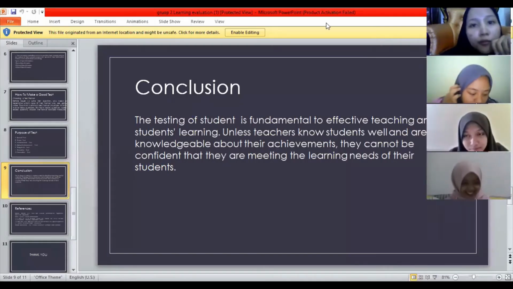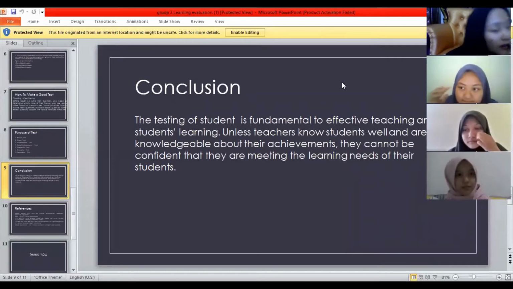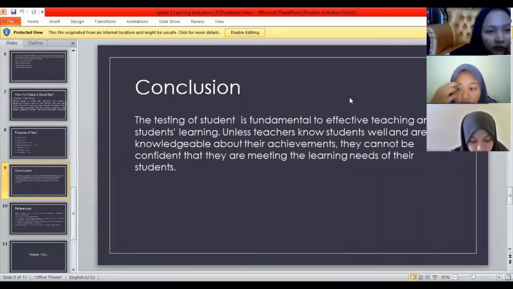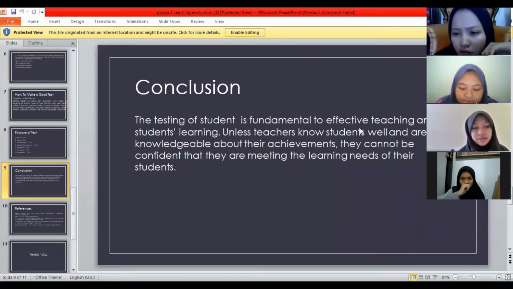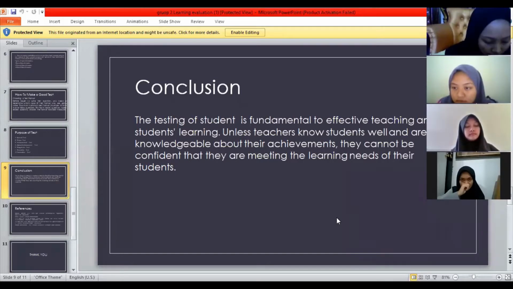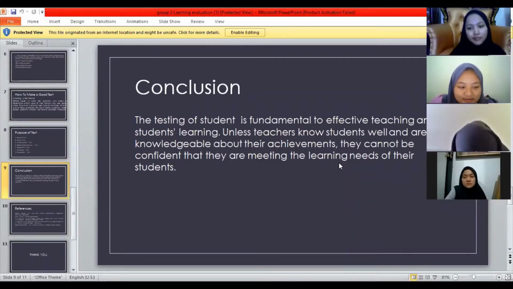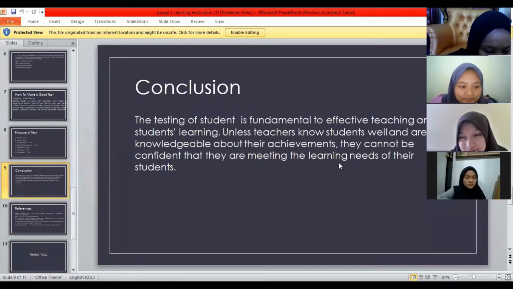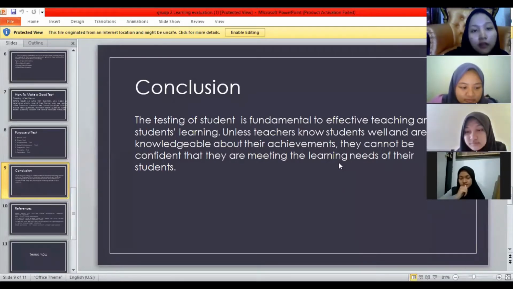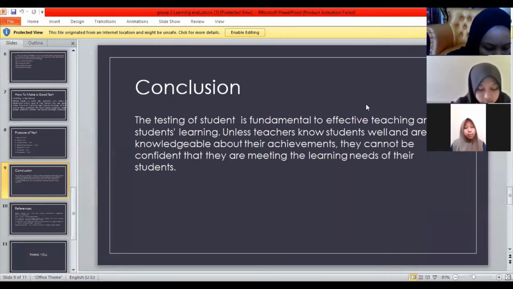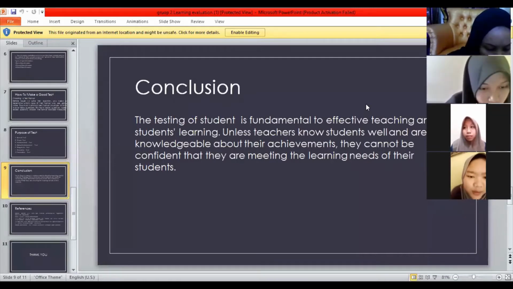Okay, guys, we are from second group. Any question? I want to ask Clara. The first. Okay. Yes, please. Your question. I want to ask how to make sure the type of the test which we have chosen is good for the students.